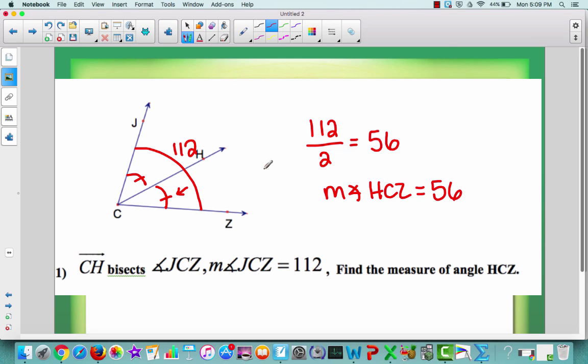All right, so let's just recap. An angle bisector cuts an angle, a bigger angle, into two equal parts. If you are told that a ray or a segment or a line bisects an angle, you go ahead and mark your two angles congruent, and then you solve for the missing piece that you're looking for.